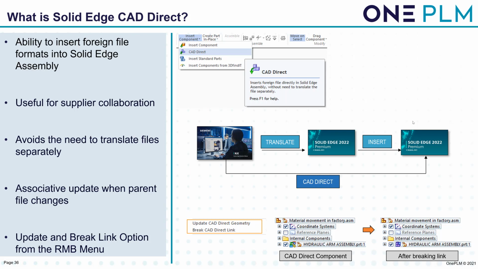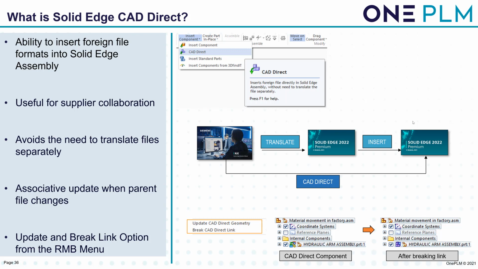So you can see the middle lot of images on there. We've got an NX file. We translate it into Solid Edge. We then save it. We then grab that file and insert it into Solid Edge and apply our assembly relationships, or maybe even make some changes at that point. So CAD Direct is an associative update with our parent file. So we can bring our file straight in.